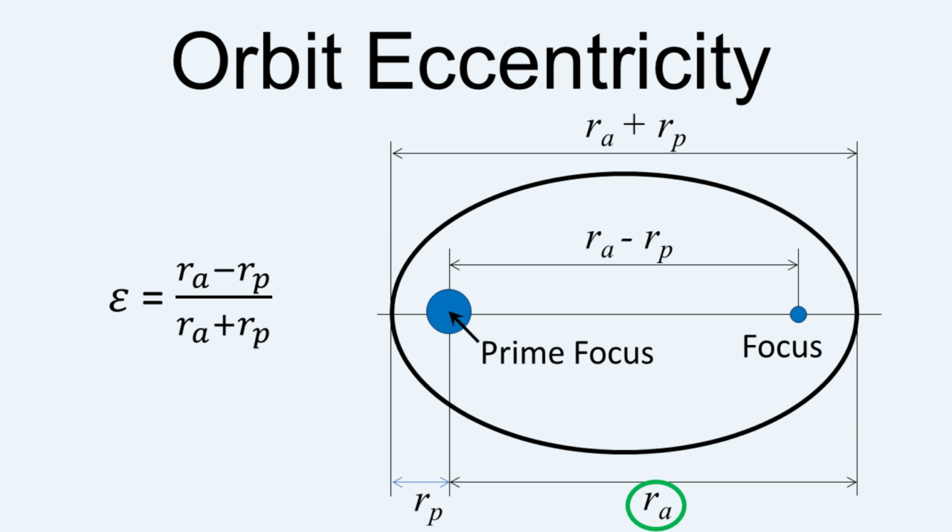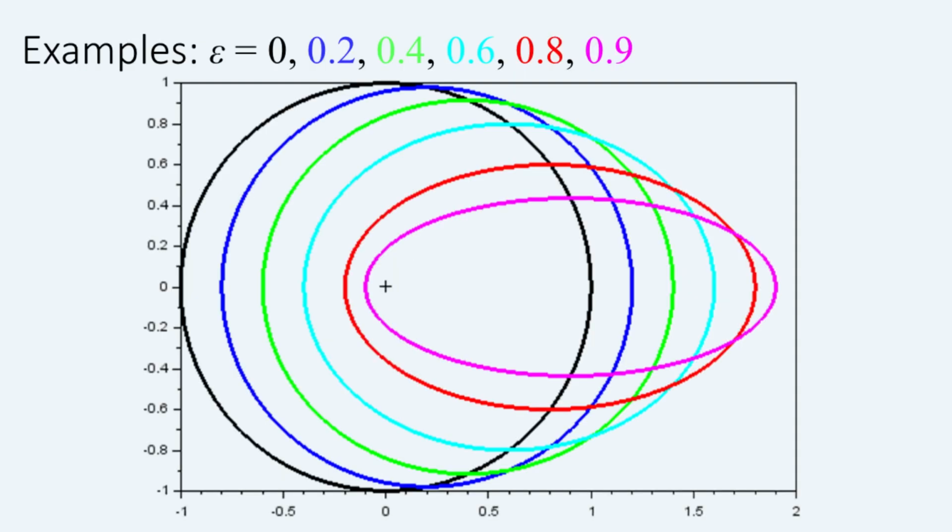It is the farthest distance of the orbit to the center of mass of the system, which is the prime focus of the ellipse. Rp is the radius at periapsis, the closest distance of the orbit to the prime focus of the ellipse. Here are 6 examples of elliptical orbits for 6 different eccentricities.